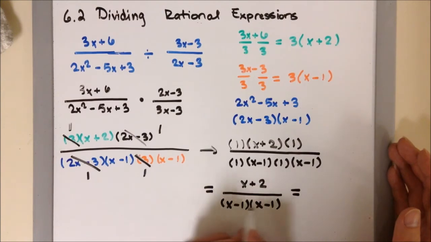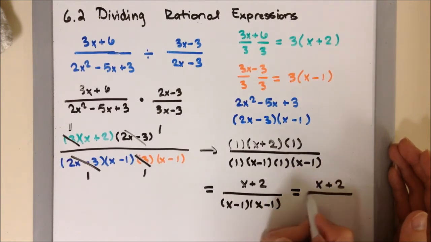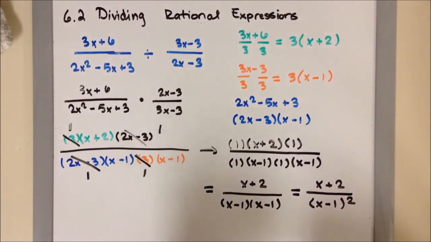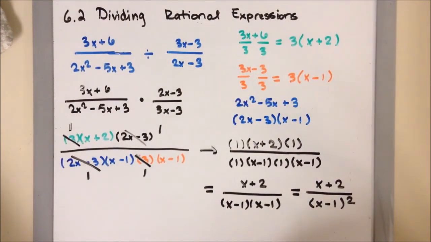Now, since you have two factors of x minus 1 in the denominator, you can rewrite it like this: x minus 1 squared. You can only do that if you have common factors in the same area, which is in this case in the denominator. So when you do that, you can write it as a shorthand to make it smaller, simpler, easier. And this will be our final answer. So x plus 2 over the square of x minus 1.